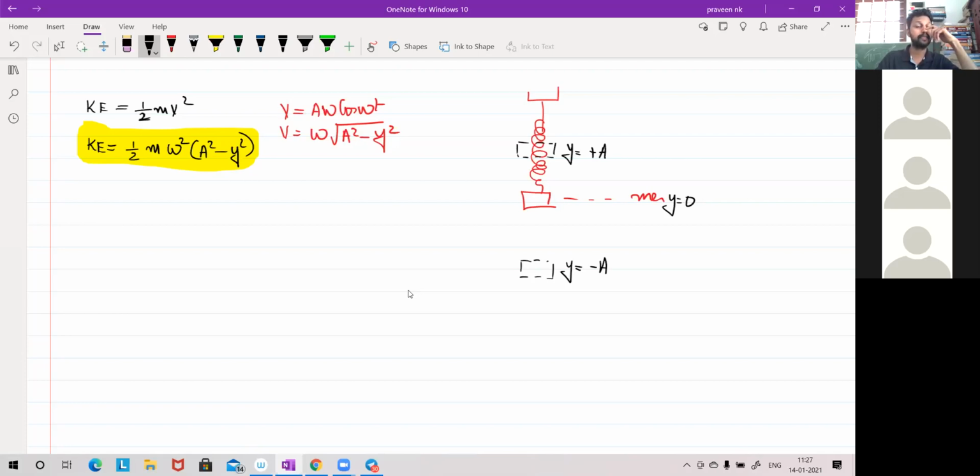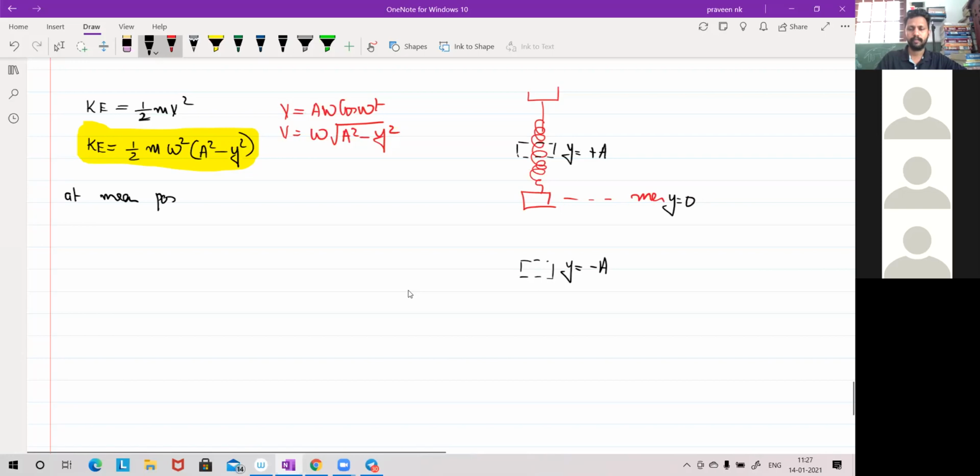Therefore, let me just write the special cases for kinetic energy. If we have to write the special case for kinetic energy, let me write at mean position. What will happen at mean position?